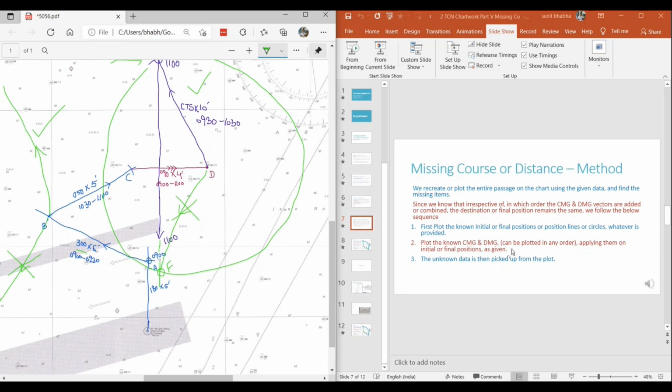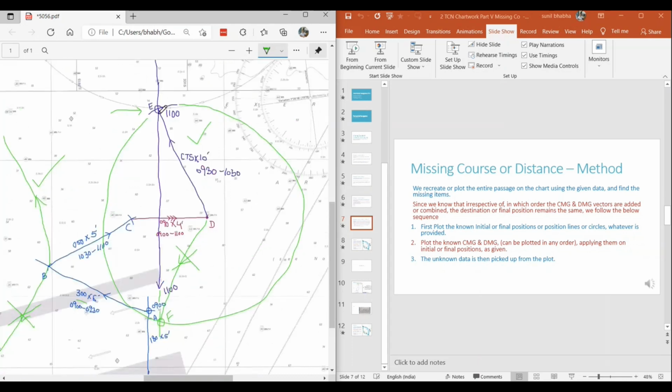Plot the known vectors, which could be CMG, DMG, CTS, engine speed or current vector, applying them on initial or final positions as given. So हमने अपनी initial position पे vector को apply करना शुरू कर दिया. This was the first CTS. Then second CTS was unknown. Bravo to Charlie was the third CTS. Charlie to Delta was the current, and Delta to Echo, which we found out from the plot, was the last CTS. The CTS between 9:30 to 10:30.